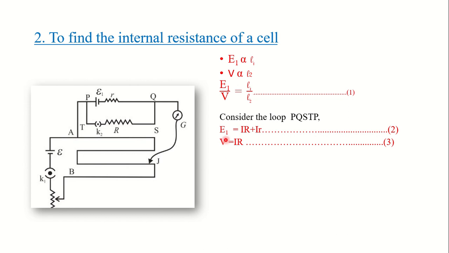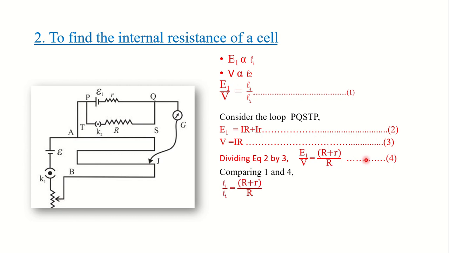Now, dividing equation 2 by 3, that is E1 upon V, you will get I common here and here. So you will cancel I, you will get R plus r divided by R. That is equation 4. Now you can compare equation 1 and equation 4. You can see left hand sides of both the equations are the same. So you can equate the right hand sides. So you will get L1 upon L2 is equal to R plus r divided by R.